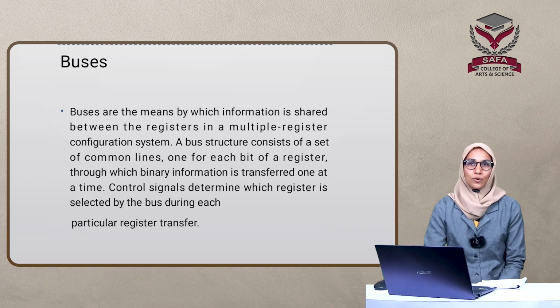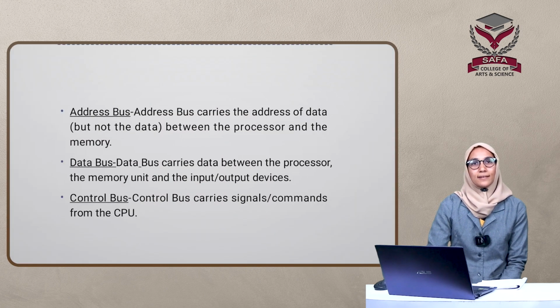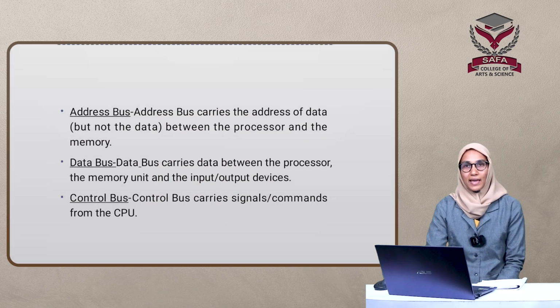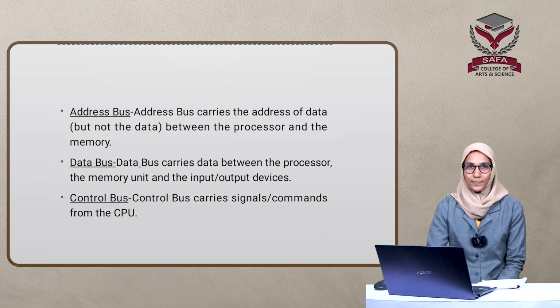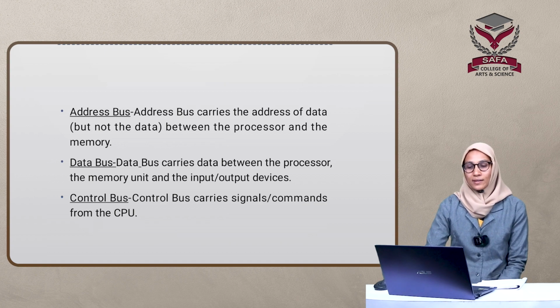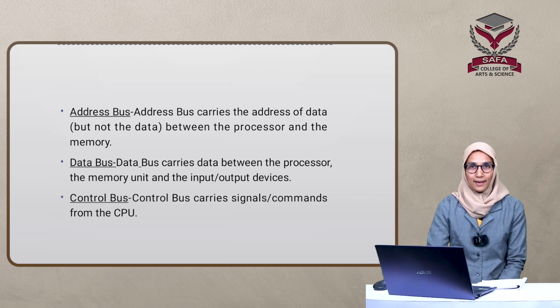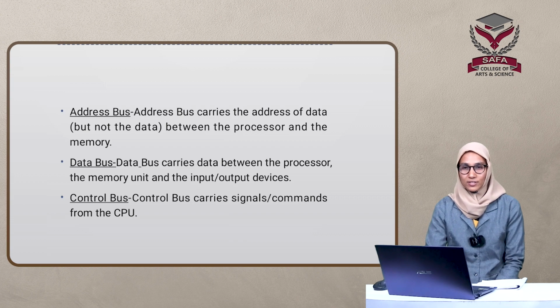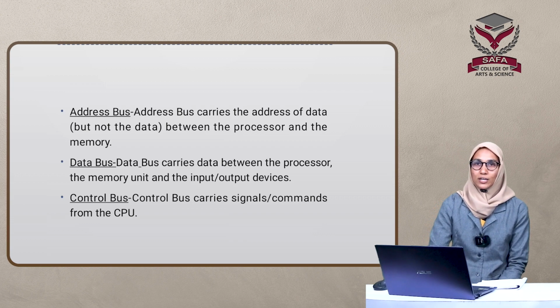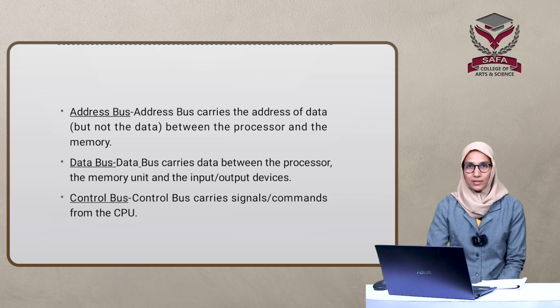There are three types of buses in our computer architecture. First one is address bus. Address bus carries address of data, only address of data between processor and memory. Then next, data bus. Data bus carries data between the processor, the memory unit and input or output devices, which only carries data.